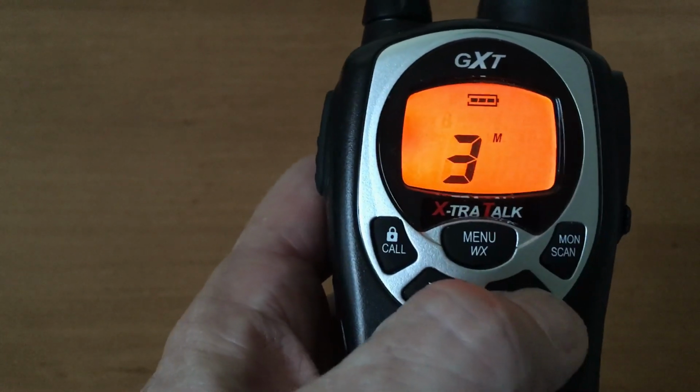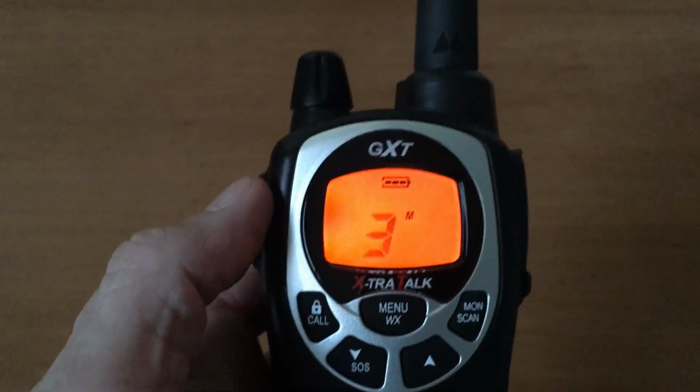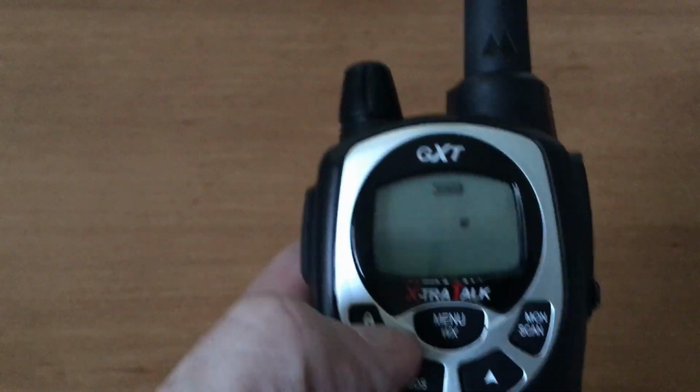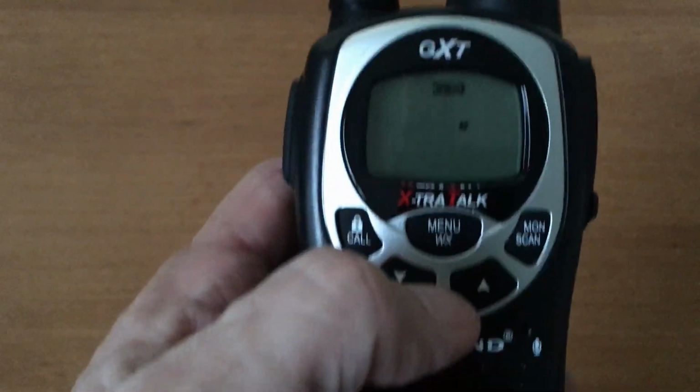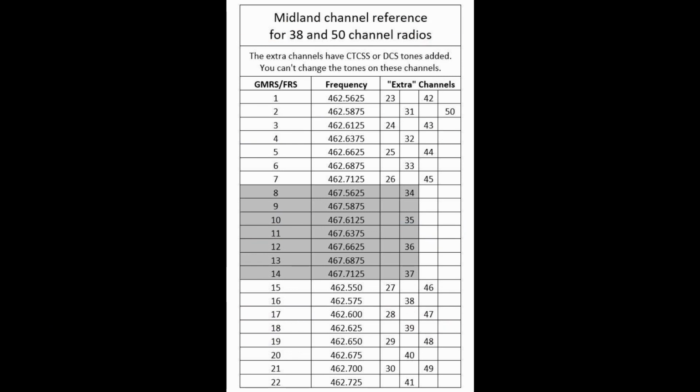Now a lot of people think, oh, it's advertised as a 50 channel radio. They must be pulling a fast one. Maybe they're doing something illegal. But they're not, so I'm going to pull up a chart and show you what's going on. Any of the extra channels are really just one of the 22 GMRS or FRS channels, and they have either a CTCSS or a DCS tone permanently assigned to them.